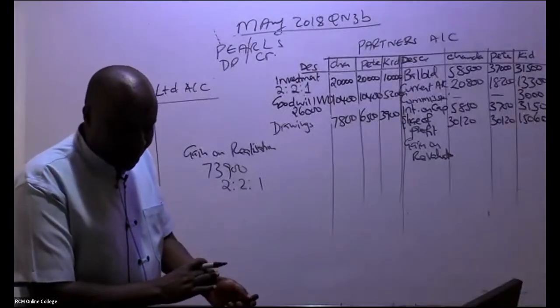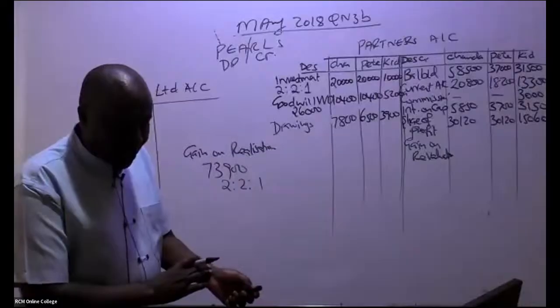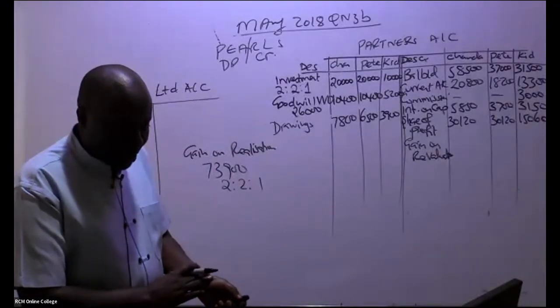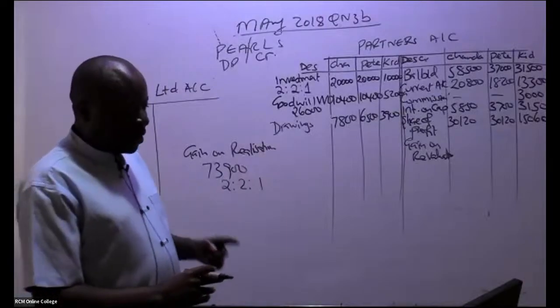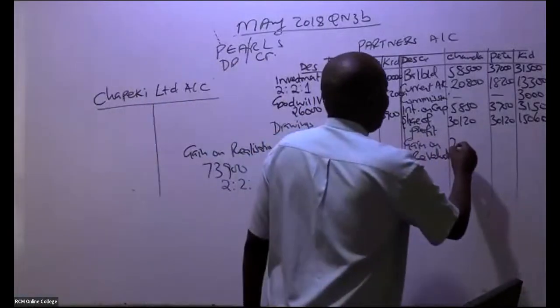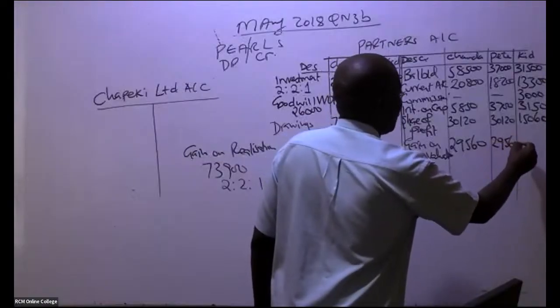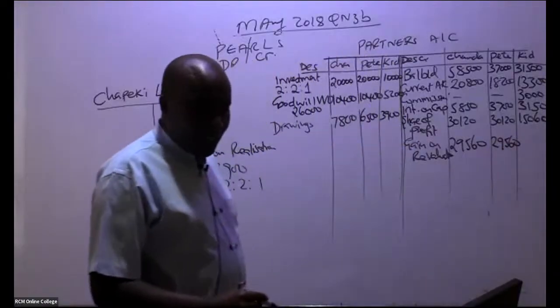I'm told 29,560, right? It's only one student who has given me that answer. Thank you, Nancy. 29,560. And then we have lastly, these are the smaller ninja.